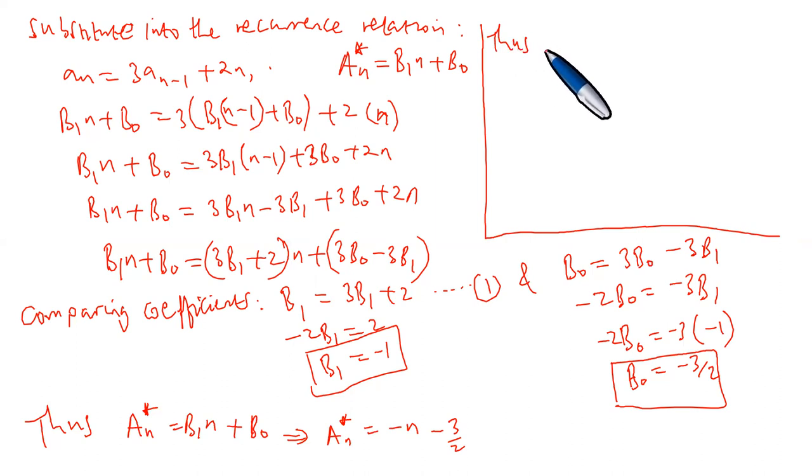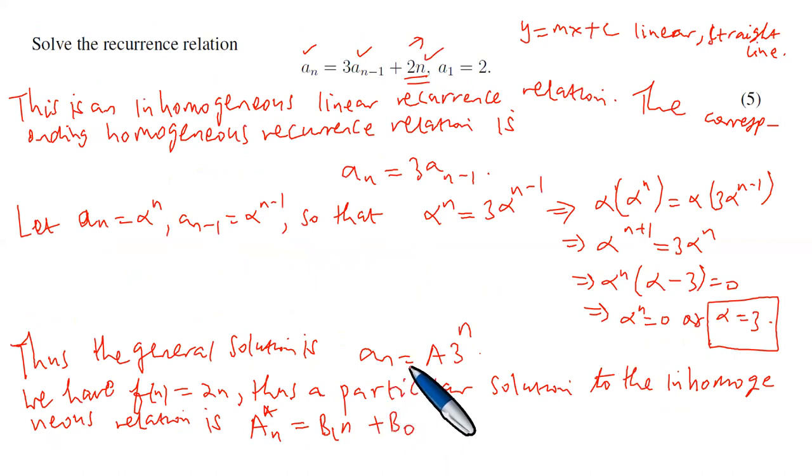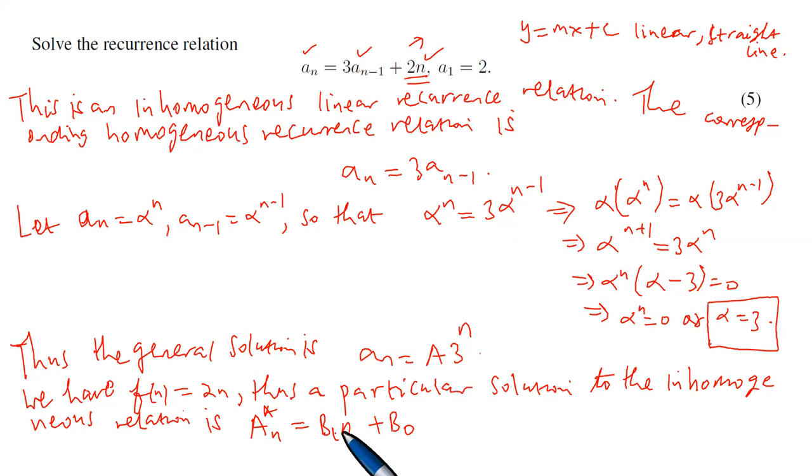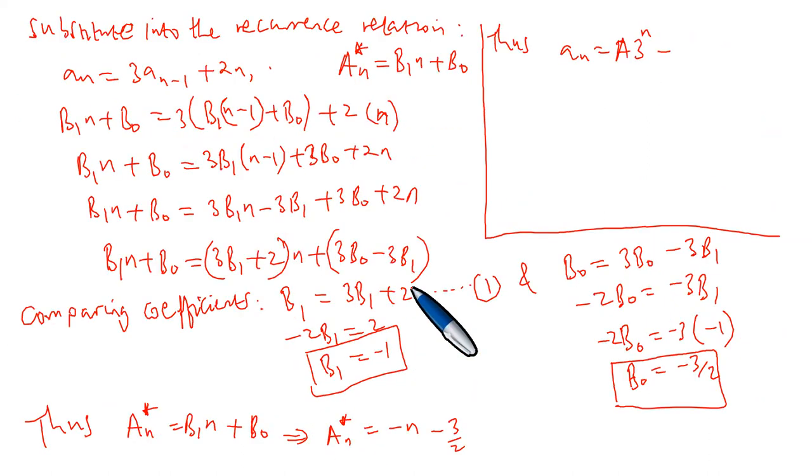Right, we'll remember the one that we got. It was this one here. So we take this general solution and then we add that linear one. So the general solution was A sub n, which is A here, then 3 to the power n. Then we have this other one here. So we combine because it was plus the A star. So it becomes minus n minus 3 over 2, like that.